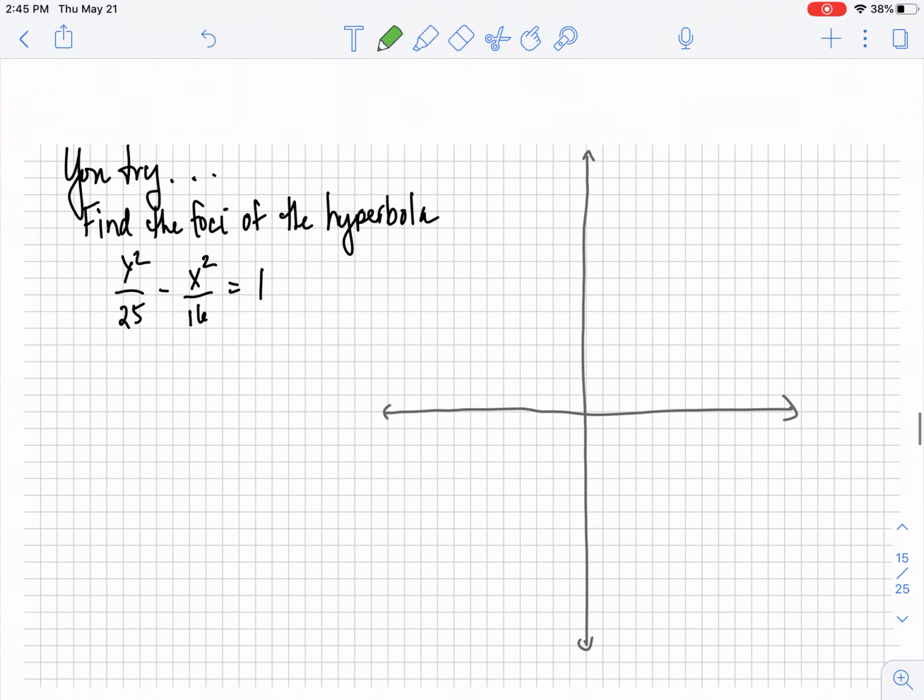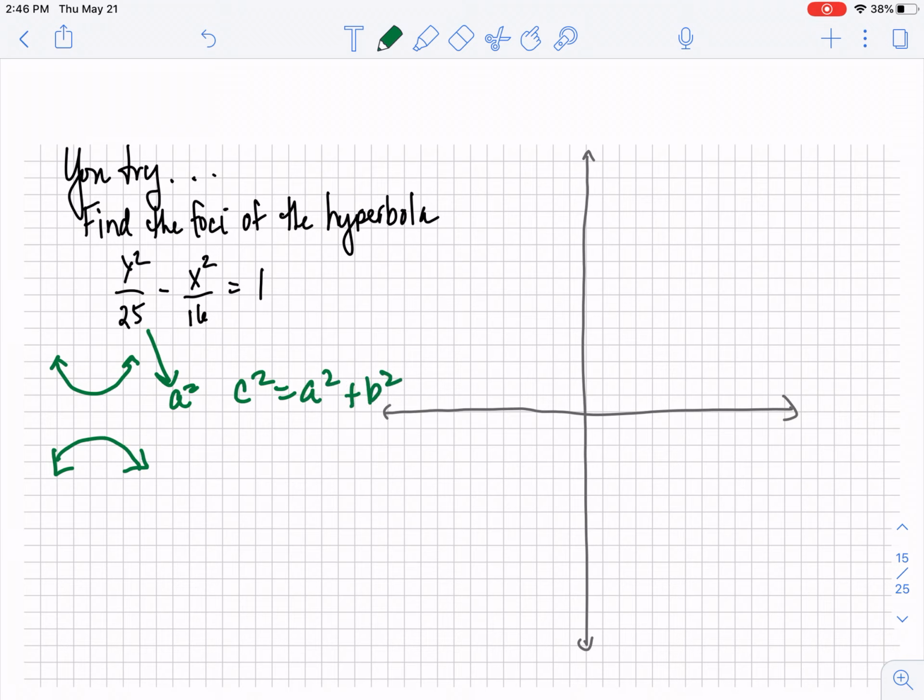Rather than have you guys try this one, I want to do it because I want to talk about the fact that the y is first. All right, the y squared. That means it's going to open upward and downward, right? So think about this. If I'm going to have it open upward, downward, this is still my a squared, 25. So what's a? I want to figure out what my foci are. So c squared is equal to a squared plus b squared, right?